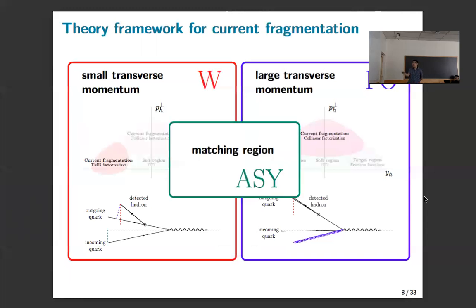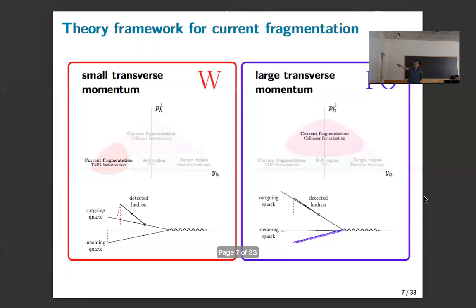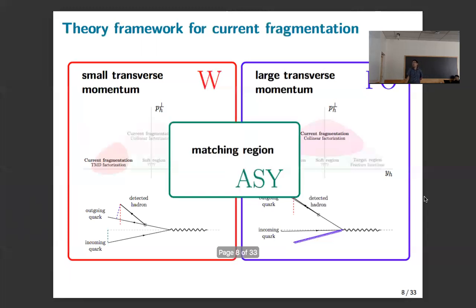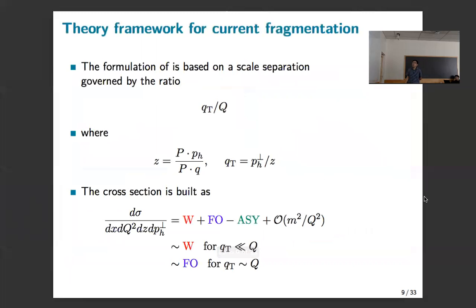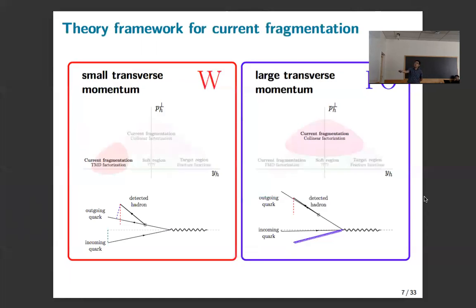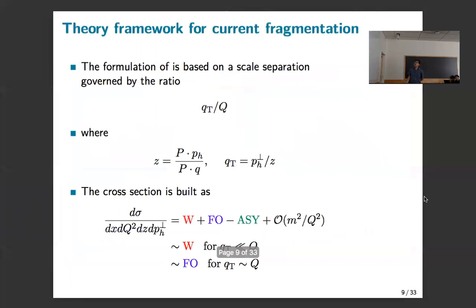And so, of course, in the middle you have the matching, because there's an overlapping region, so you have to make sure that it matches accurately. So an important question here is about these regions. What do we mean by this when it's small or large? How do we actually conceptualize it theoretically?